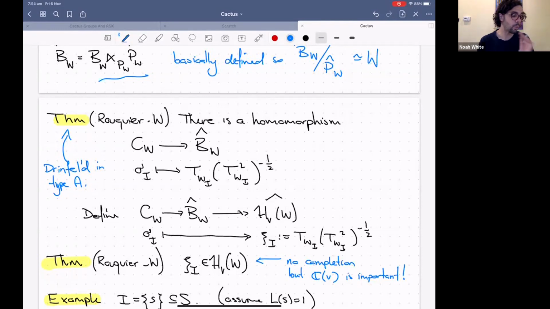All right. And so what this is telling you is that now you can have this element act on cell modules. So the corollary of this theorem is that the Cactus Group acts linearly on cell modules.